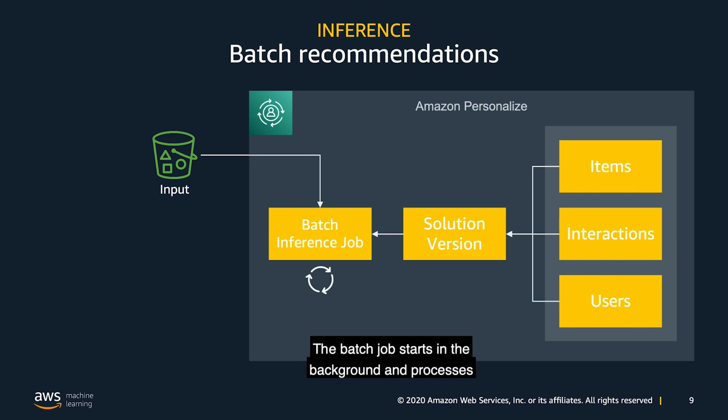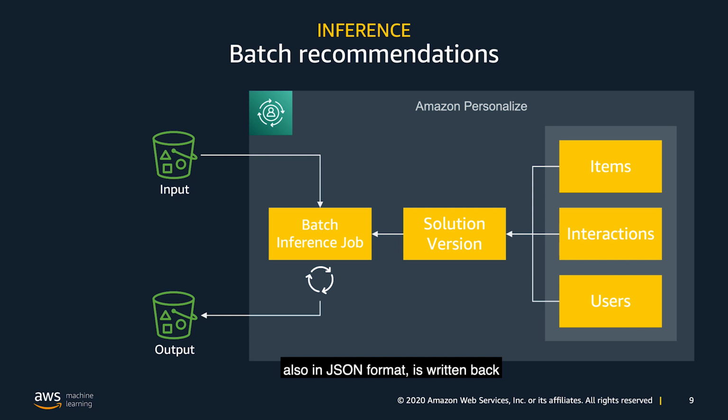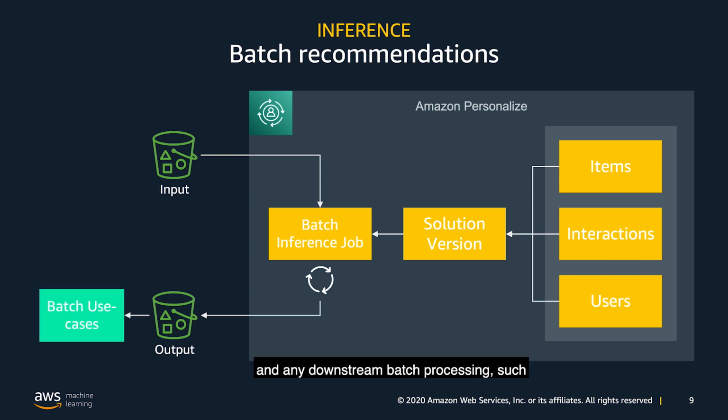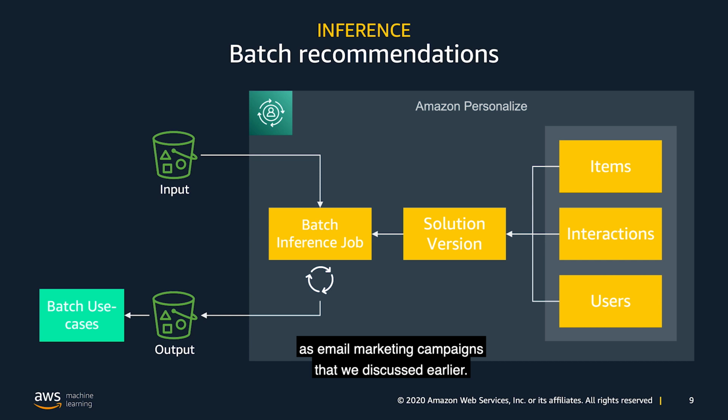The batch job starts in the background and processes your input file. An output file, also in JSON format, is written back to S3 at the location you specify when you create your job. Once the job is finished, you can process the output file in any downstream batch processing, such as email marketing campaigns that we discussed earlier.